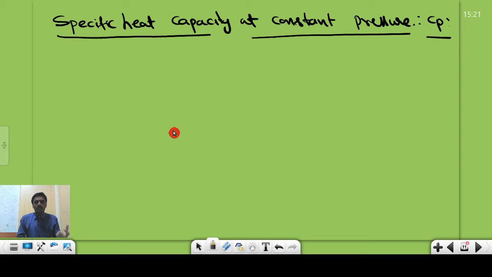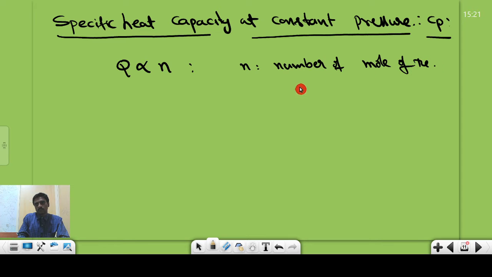the amount of heat required to change the temperature of a body depends upon two parameters. One, how much we increase the temperature. Second, the number of moles of the substance. Then the amount of heat required to raise the temperature of the body, Q, is directly proportional to the number of moles of the substance. Now, n is equal to the number of moles of the substance.